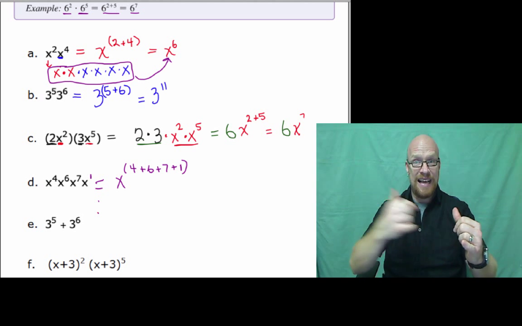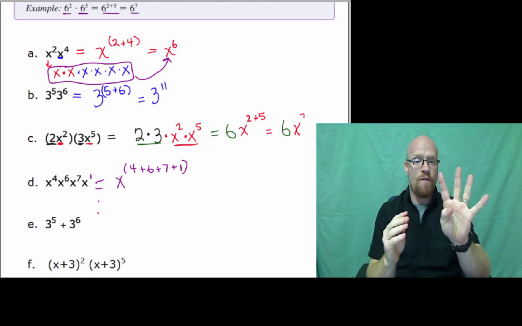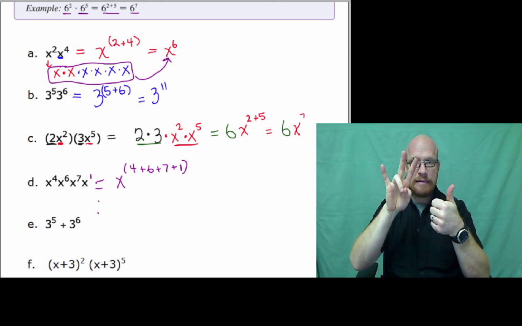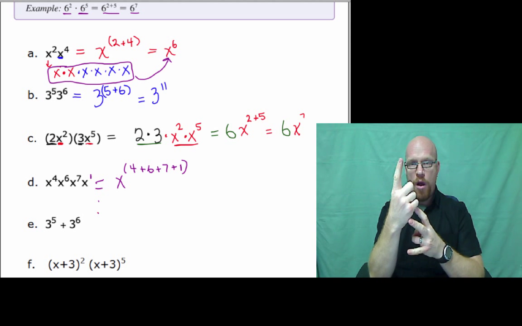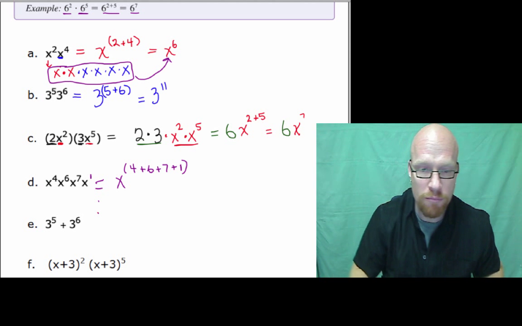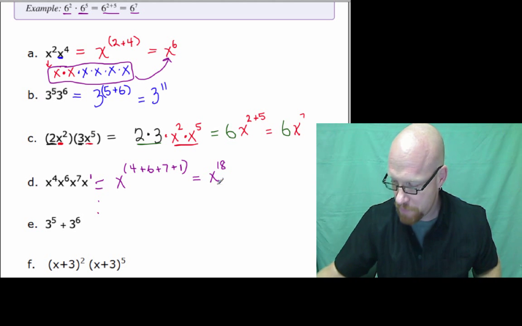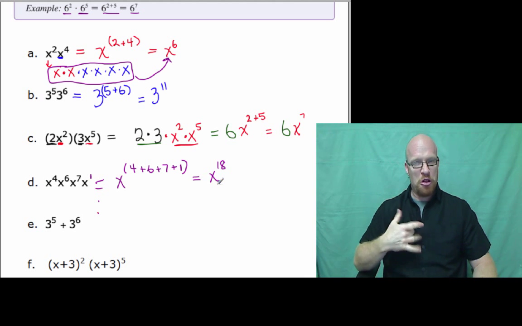Now, I'll add all these exponents together. 4 plus 6 is 10, plus 7 is 17, and 1 more is 18. That's our final answer, x to the 18th power. I think we get it now.